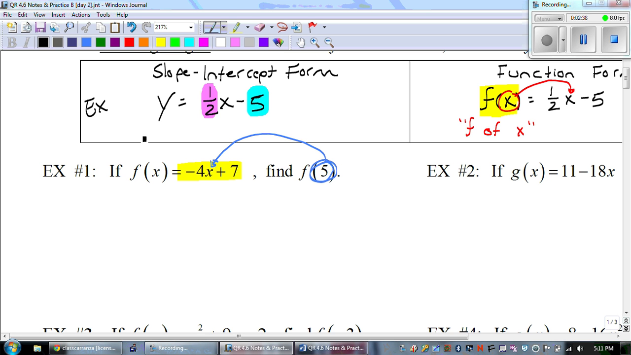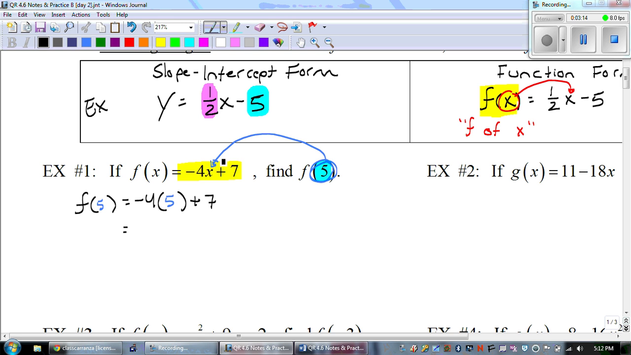So the way we would write this, we would say f of 5 equals -4 in parentheses, that's where we're going to put the 5, plus 7. So wherever there's a variable, that's where we're going to plug in that number, whatever number is in parentheses. This time it just happened to be a 5. And now we solve. And we solve by following the order of operations.